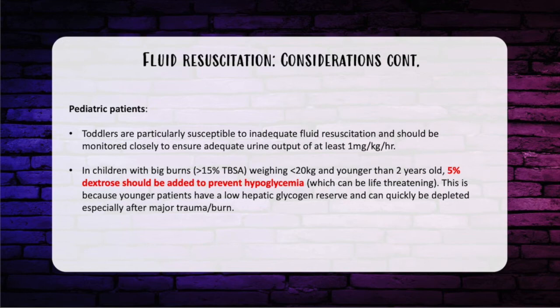In children that have large burns, so greater than about 15% total body surface area, weighing less than 20 kilograms and younger than 2 years old, you should add 5% dextrose to their resuscitation. This is to prevent hypoglycemia, and these children can actually die from this. The reason is that children have low hepatic glycogen reserve and can quickly deplete it after a major trauma, especially with burns.